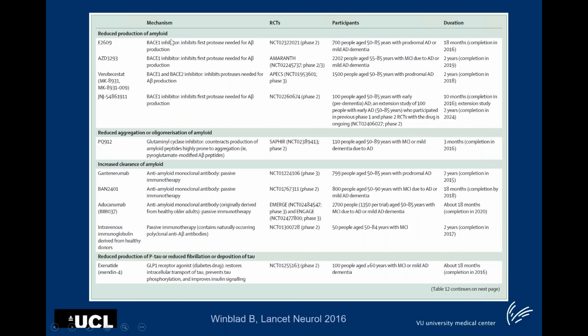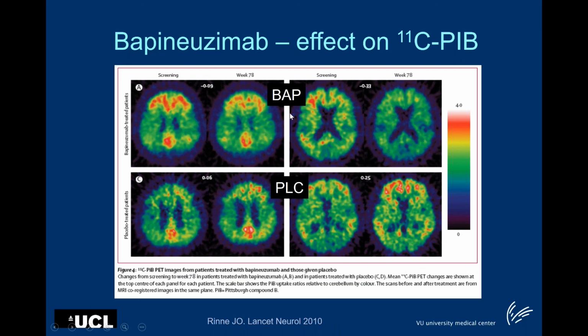But nevertheless, the trials that are ongoing at the moment are mostly trying to do something either on the reduction of amyloid or try to remove the amyloid with antibodies. And interestingly, if you look at amyloid PET studies in the bapineuzumab studies, one of the earlier studies, it was seen that in patients with amyloid in their brain, after treatment, there's actually a reduction of the amyloid in the brain, whereas in placebo patients, you can see that there's an increase in amyloid over time. So these drugs do what they're supposed to do. They do bind to amyloid and they do remove the amyloid from the brain.